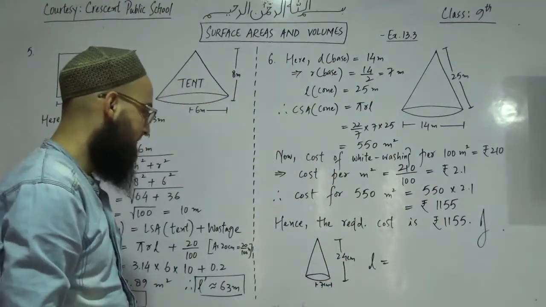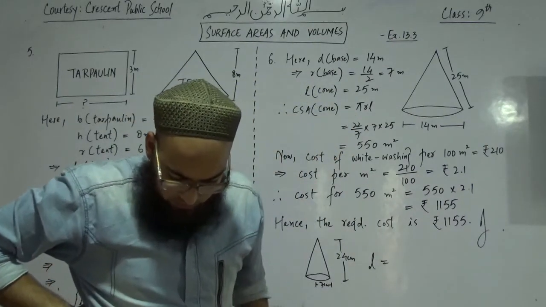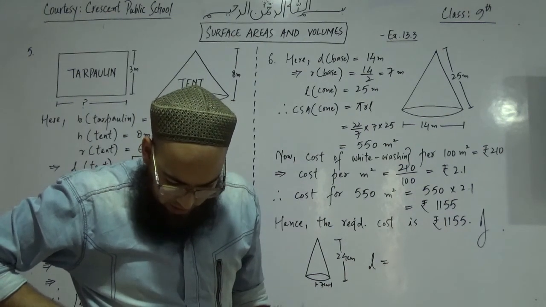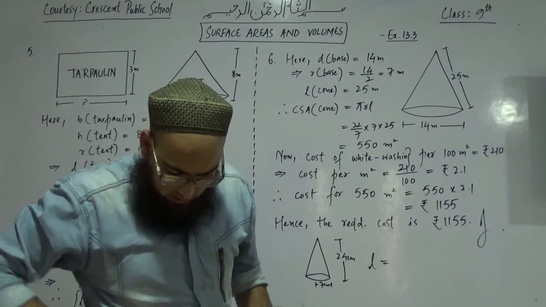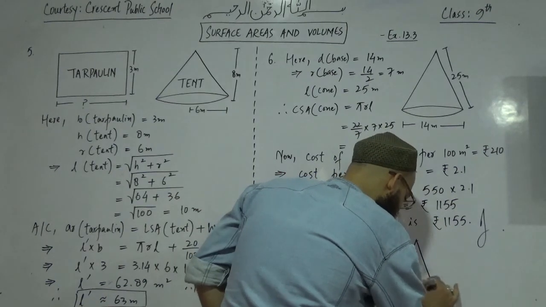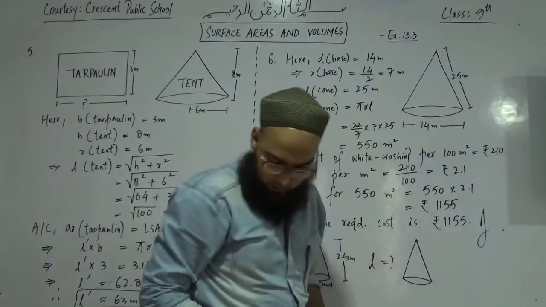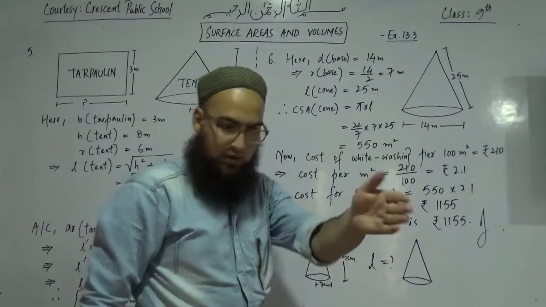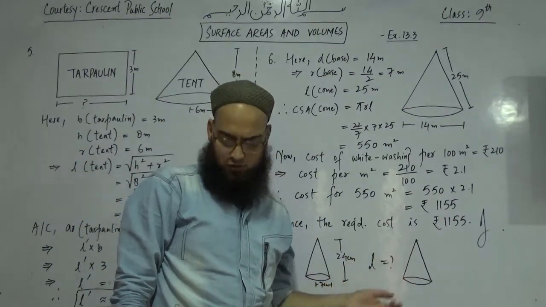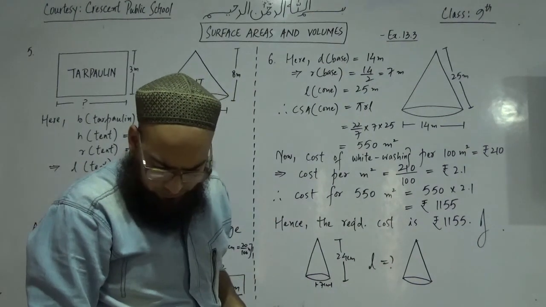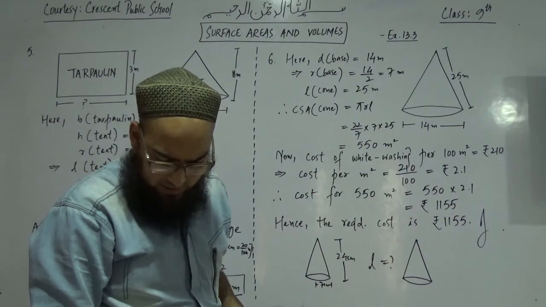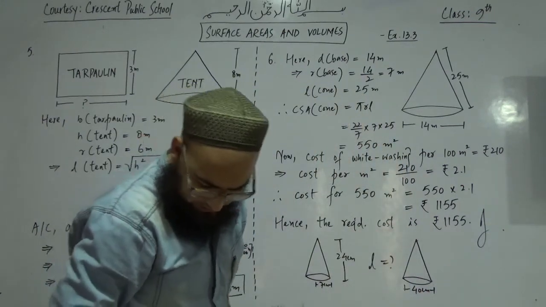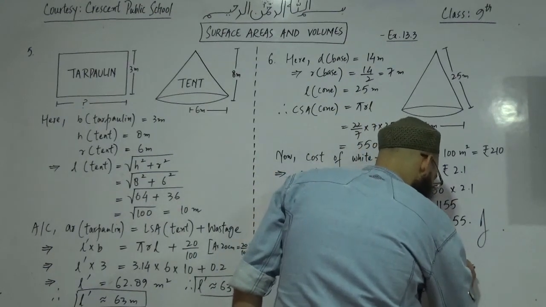Then you have question number 8. Question number 8 says a bus stop is barricaded from the remaining part of the road by using 50 hollow cones made of recycled cardboard. Each cone has a base diameter 40 centimeter and height 1 meter. So you have a cone, used to barricade part of the road, like the traffic cones. You call them traffic cones sometimes.